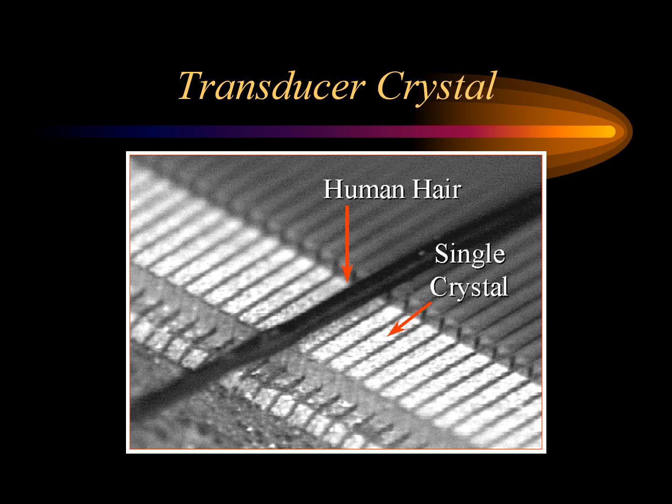Here's an image showing the size of a single crystal within an ultrasound probe. It is about the size of a human hair, so very, very small. And ultrasound transducers are composed of numerous different crystals that make up the transducer.